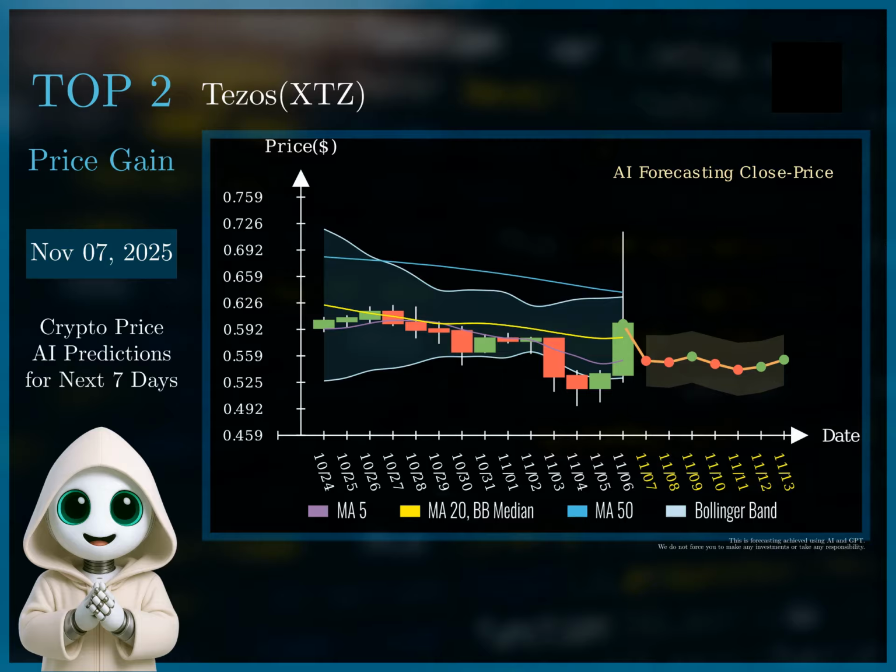The second target price can be set at $0.633. This combined strategy leverages both momentum and volatility indicators to maximize potential returns while managing risk effectively.